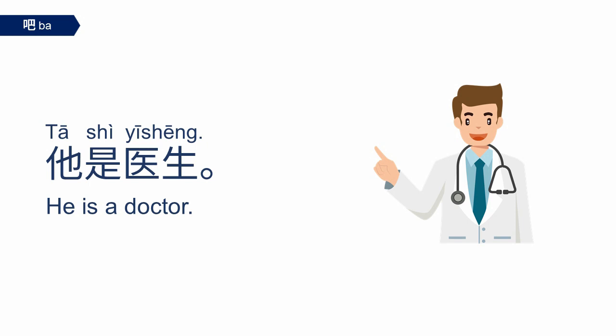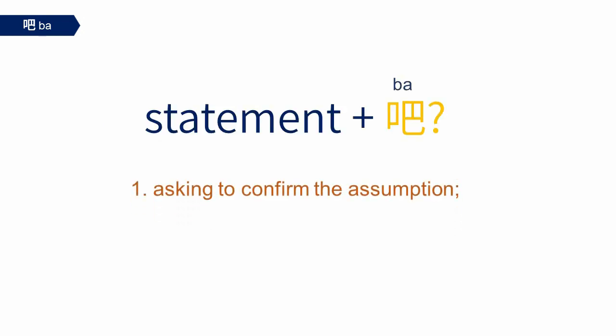Okay, let's move to 吧. First, he's a doctor. 他是医生. Here, the statement 他是医生 is information that you already know. But when you add 吧 at the end of a statement, you're asking for a confirmation, similar to saying, am I right? Or isn't he? in English. So the function of 吧 being placed at the end of an assumption is to indicate the speaker is asking for a confirmation.